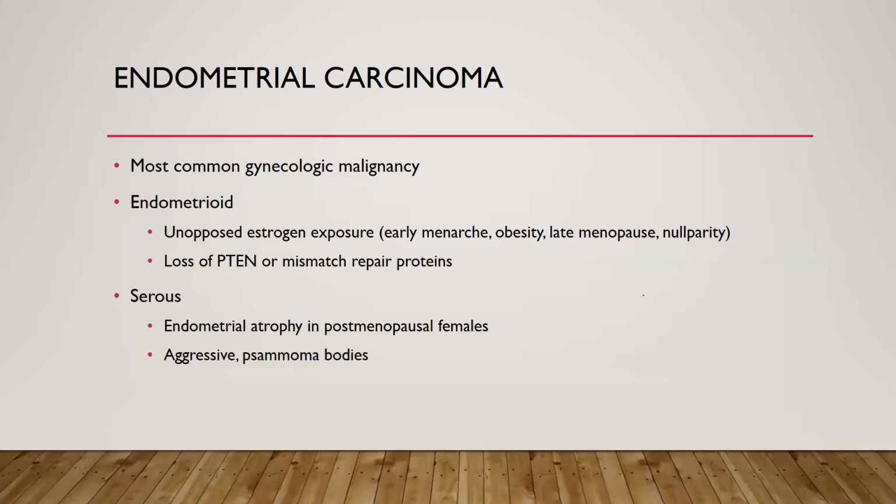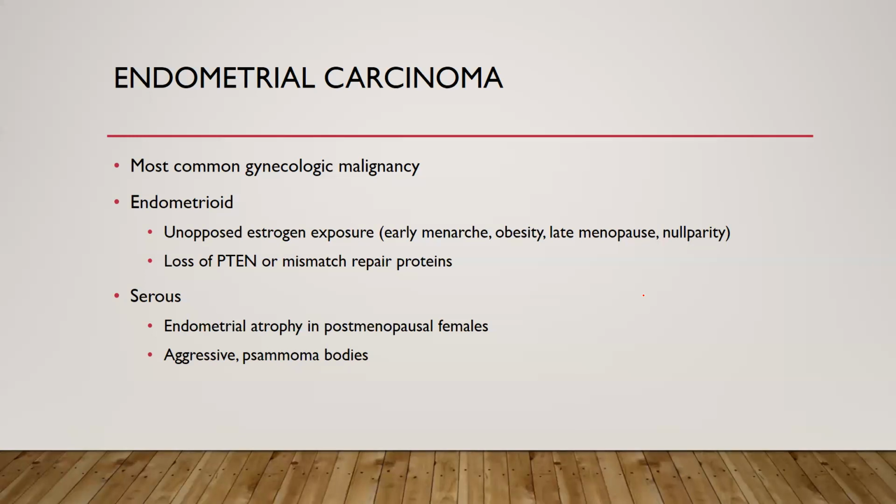Okay. Other things about endometrial carcinoma. There's kind of two categories or two types, endometrioid and serous. Endometrioid is where we see unopposed estrogen exposure. You could see this with early menarche, obesity, since our adipose cells increase estrogen, late menopause, so having cycles for longer in life, or null parity.